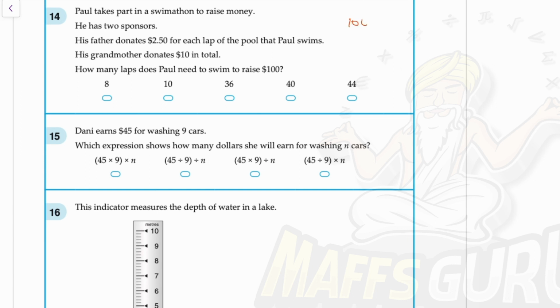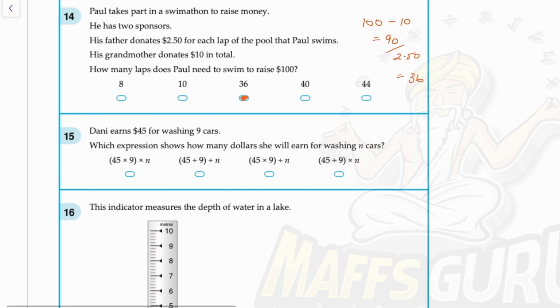Well, we're going to do the 100 and take away the $10 from his grandmother, which means that he got $90 from his father. $90. If I divide that by $2.50, so 90 divided by $2.50 gives me a total of 36 laps.